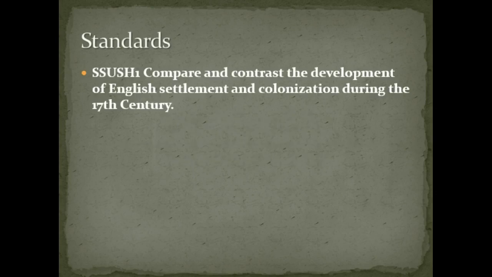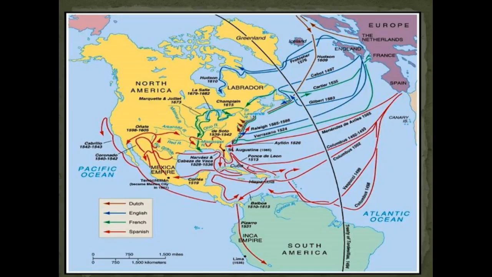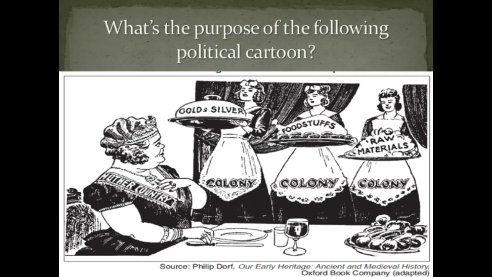Let's get started. Standard 1, we're going to compare and contrast the developments of English settlements and colonization during the 17th century. These are key terms that you should know that would definitely be found on any exam covering Standard 1 in the GSE standards. This is a map that shows the exploration of different European countries coming into America. As you can see, the English are coming to North America, specifically into what is present-day Virginia.